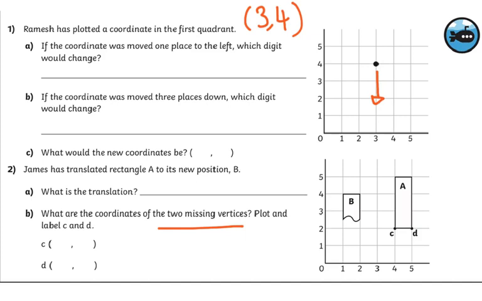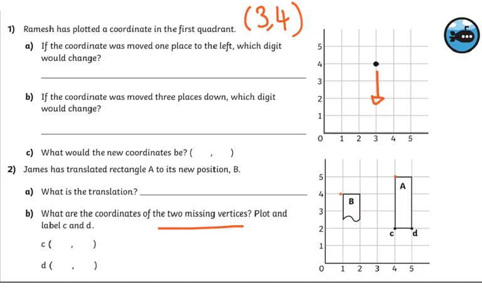It says what is the translation? So just pick a vertex there, and then choose the corresponding one which you can see on shape B, and then figure out how far has that moved, either up or down or left or right. I'm not going to go any further than that because if I do, I'll end up giving you the answers.